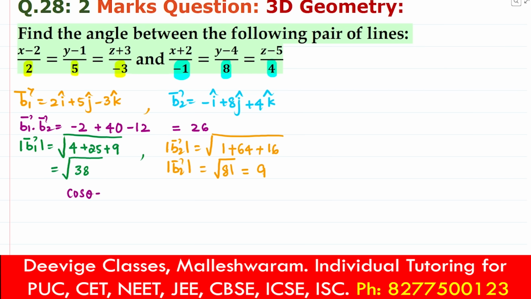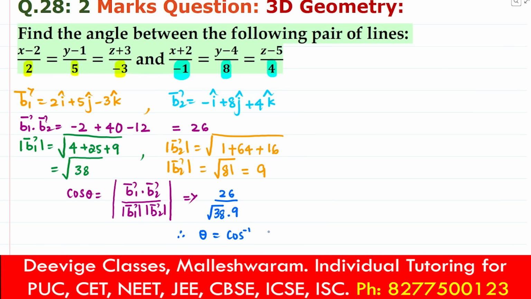Now we have to substitute the values in the formula. Cos theta is equal to b1 dot b2 divided by magnitude of b1 into magnitude of b2, which is equal to 26 divided by square root of 38 into 9. Therefore, theta is equal to cos inverse of 26 divided by 9 root 38, which is the final answer.